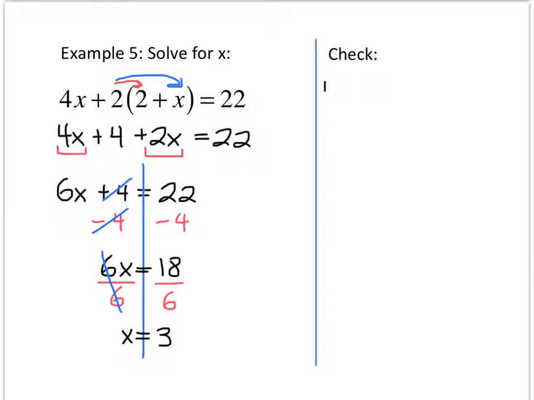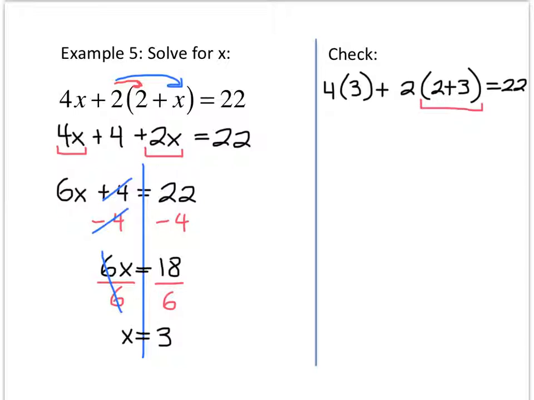And it's always important to check, especially as problems get more and more complicated. So I'm going to write 4 times, in place of the x, I'm going to put that 3 we just found, plus 2 times 2 plus, again, I'm going to put 3 in for x, and hopefully this whole thing simplifies down to 22.